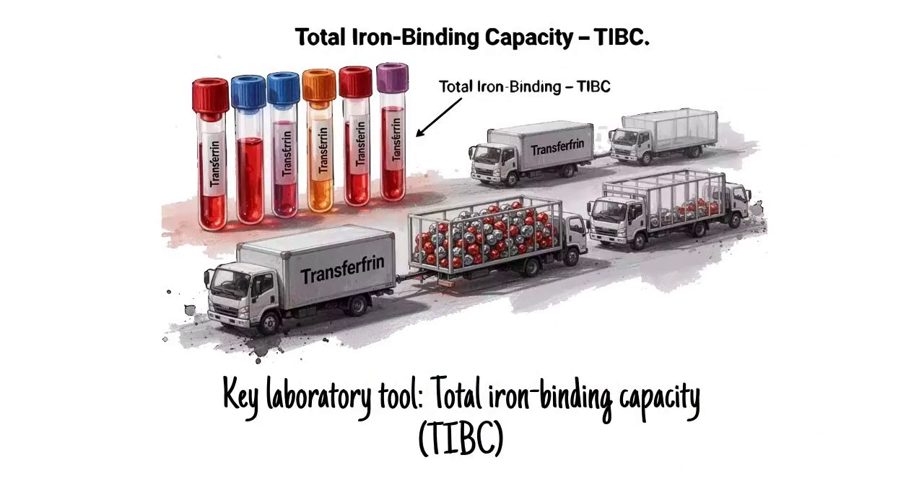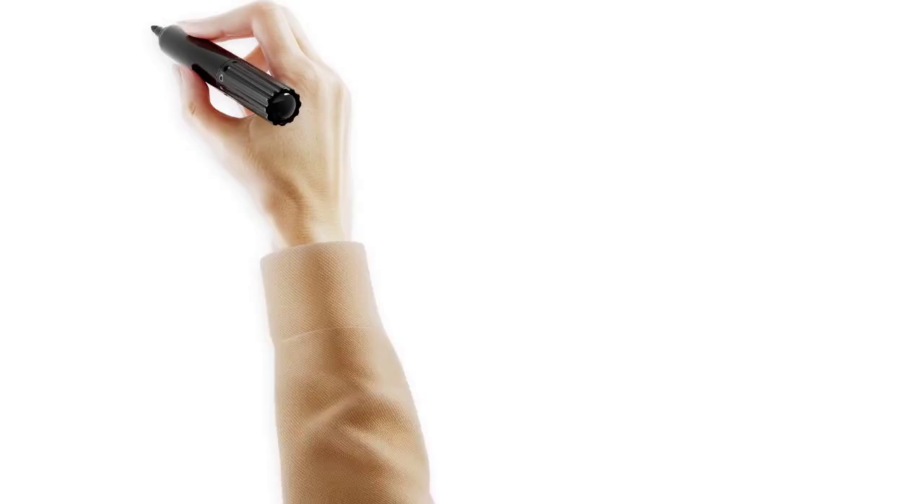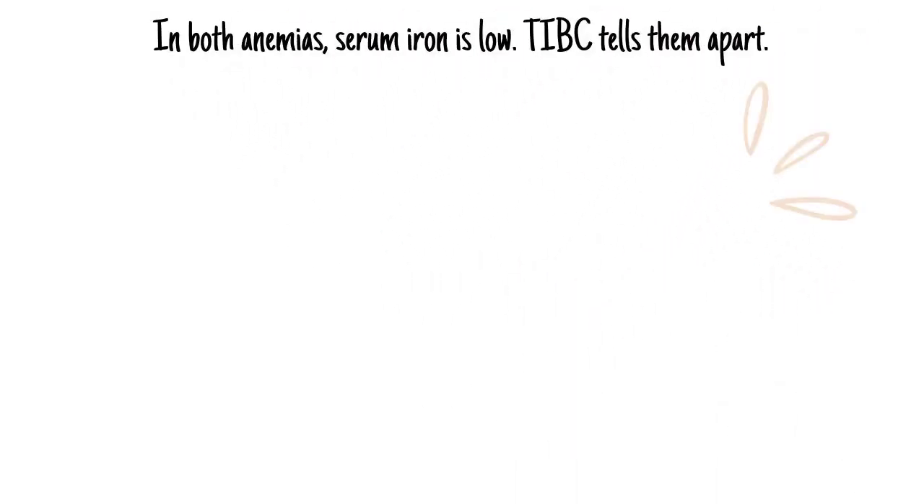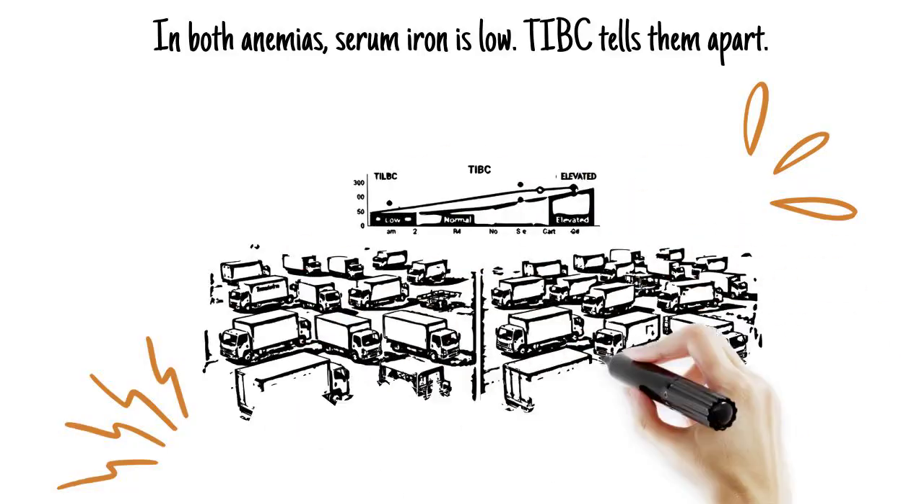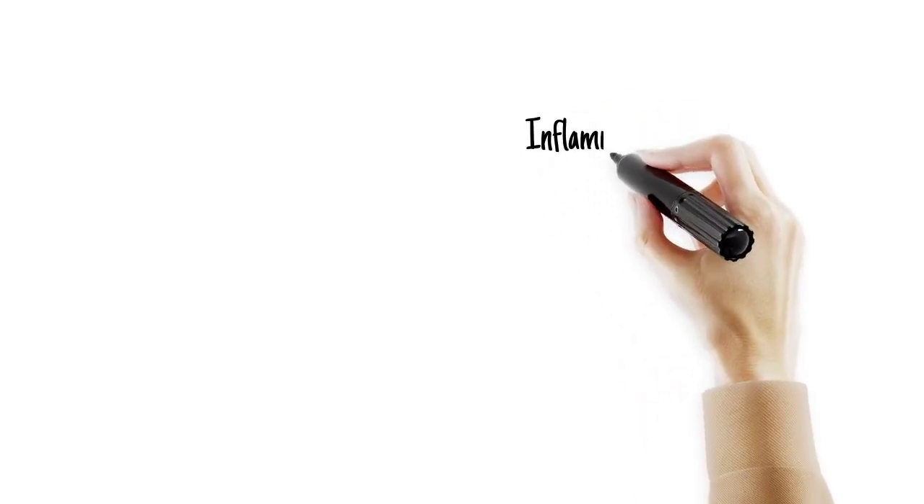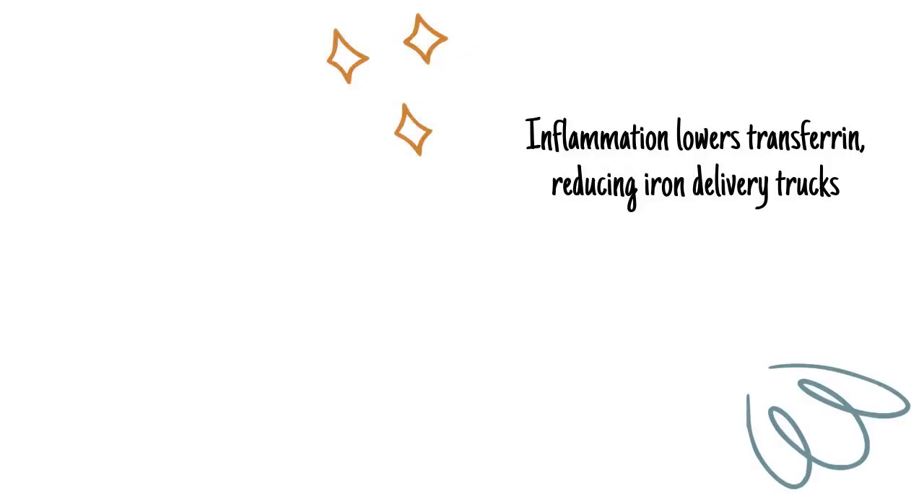The single most important laboratory tool for separating anemia of chronic disease from iron deficiency anemia is the total iron binding capacity, and this is where the delivery truck analogy becomes critical again. In anemia of chronic disease, serum iron is low, just as it is in iron deficiency. But unlike iron deficiency, the total iron binding capacity is also low or normal, not elevated. Why? Because the inflammatory environment actively suppresses the production of transferrin, those iron delivery trucks.